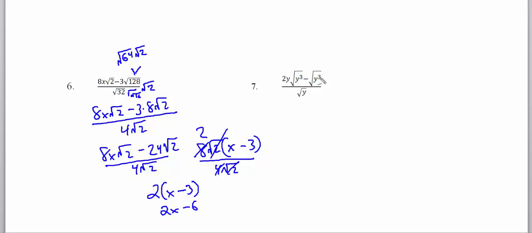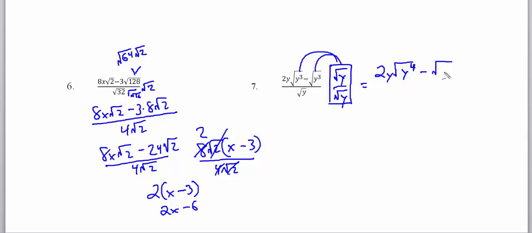I'm going to do the same thing with problem number 7. I'm going to show you 2 ways to solve it, and you can decide which way you would like to do it better on your homework or test or quiz. So if I look at problem number 7, the way that I looked at this before is maybe clearing the denominator with the square root of y. Now the square root of y is only going to enter into square roots, and it's not going to enter into any of the non-square roots. So my numerator is now 2y times the 4th root of y to the 4th minus the 4th root of y to the 4th, all over square root of y times square root of y, which is the square root of y squared.